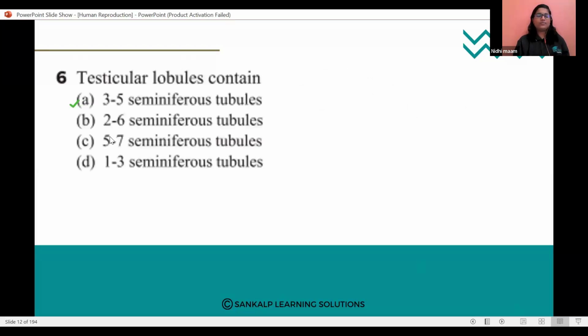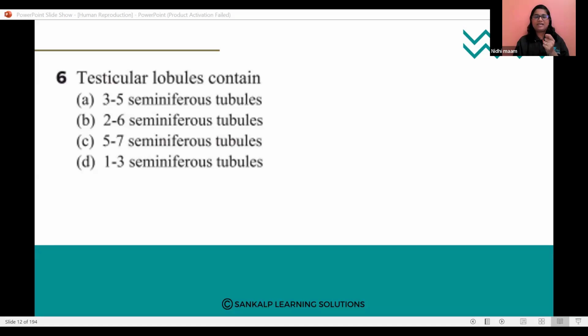Okay. Now, the sixth question goes like this. Now they are asking: a testicular lobule contains how many seminiferous tubules? A, 3 to 5 seminiferous tubules. Don't answer until I complete all the options. B, 2 to 6 seminiferous tubules. C, 5 to 7 seminiferous tubules. D, 1 to 3 seminiferous tubules.